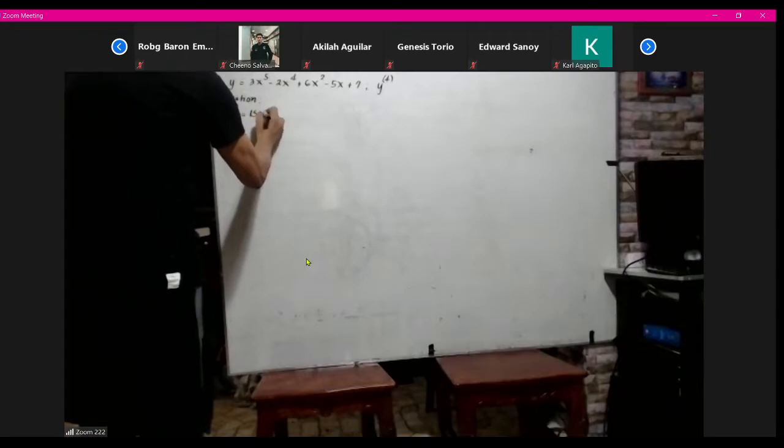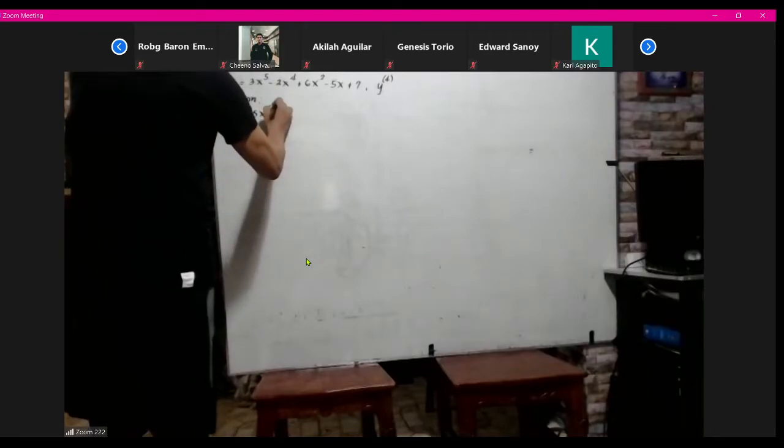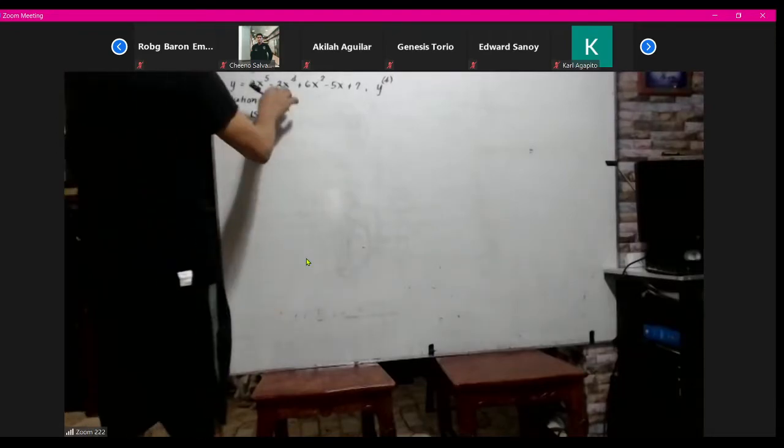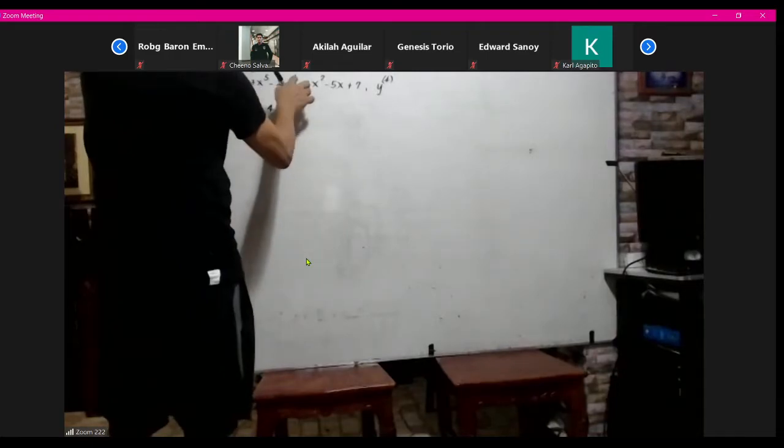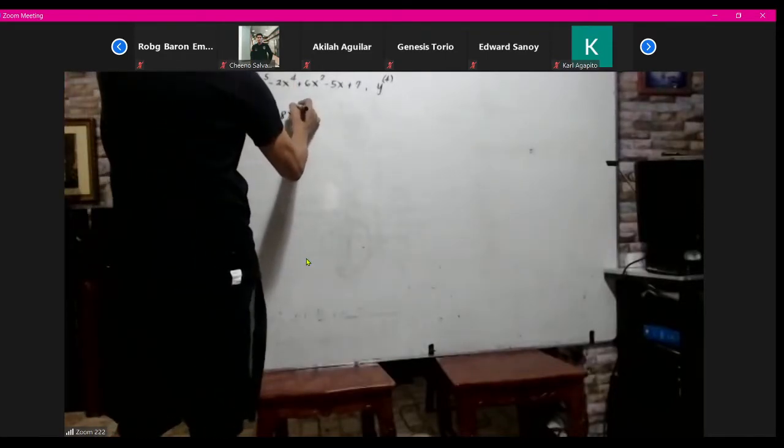Then bawas ng exponent, 5 minus 1 is equal to 4. Ayan, tapos na siya. Then ito naman, negative 2 times 4 equals negative 8. Then x, bawas ng power ng isa, sa taas ng 4, so magiging 4 minus 1 equals 3 na lang.